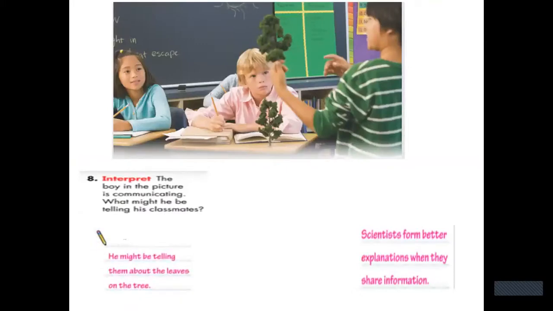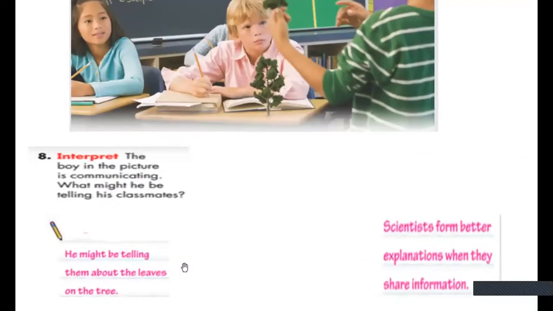Now here we have a picture. You see this boy, he shows his classmates this tree. Now interpret. The boy in the picture is communicating. What might he be telling his classmates? He might be telling them about the leaves on the tree. Scientists form better explanations when they share information.